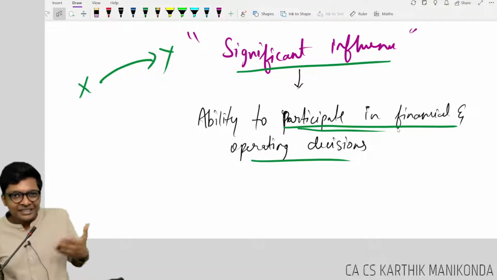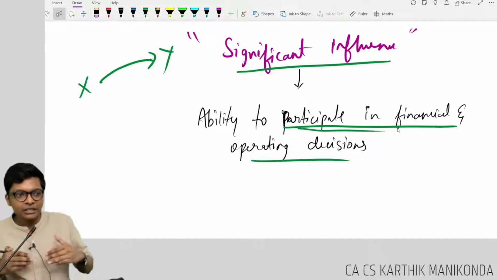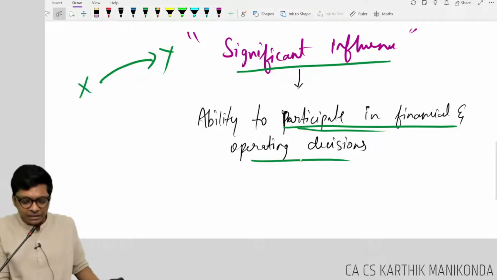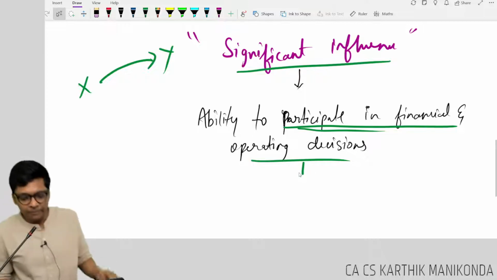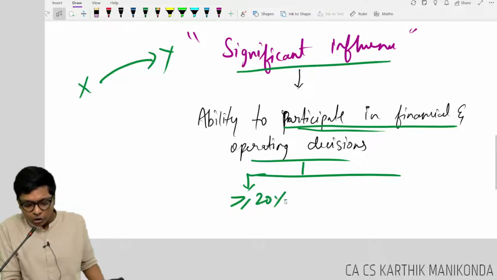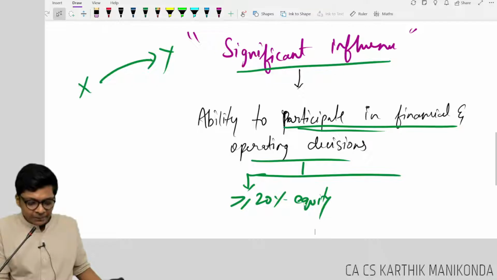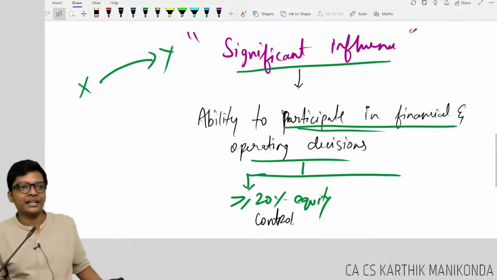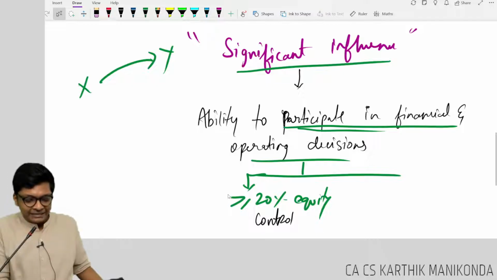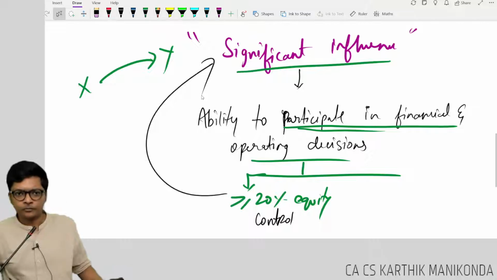Sir, I want to put this in numbers, sir. This is theoretical. So what do you mean by ability to participate in financial decisions? What is the number? I want a number to understand. The standard says in simple terms, check if you have 20% or more of the equity, or in other words 20% or more of the control in the other company. Are you following guys? Then it is deemed that you have significant influence. Understanding?